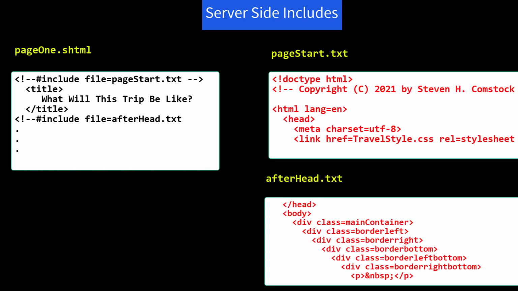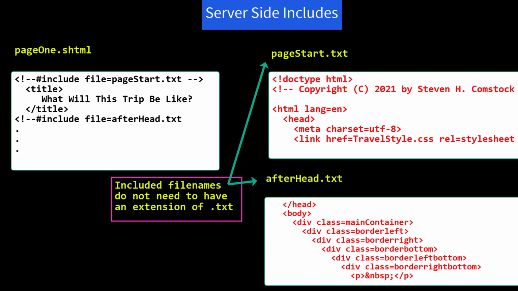Then an shtml page might start with this. Include file equals pagestart.txt, and then hard-coded title, what will the strip be like? End title. And include file equals afterhead.txt, and so on. The included file names do not need to have an extension of txt. The extension can be anything, but we usually use Notepad or similar to create these, so .txt seems natural.